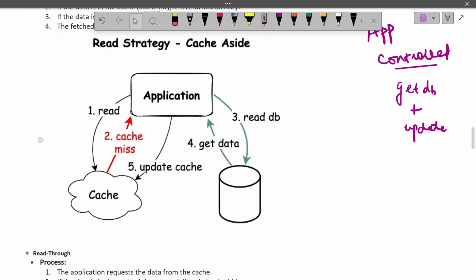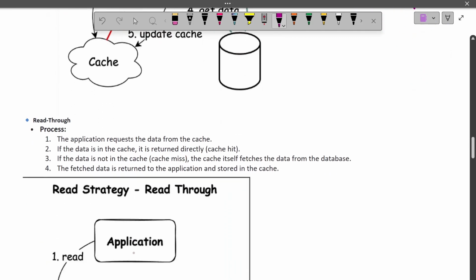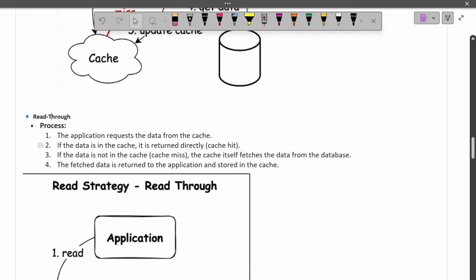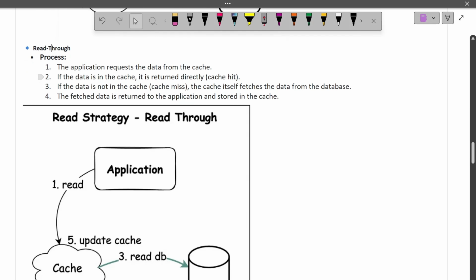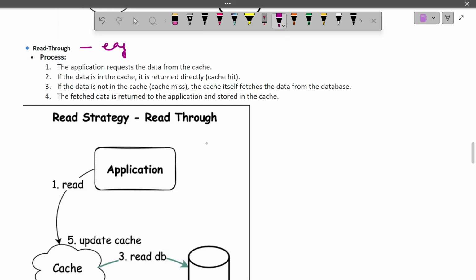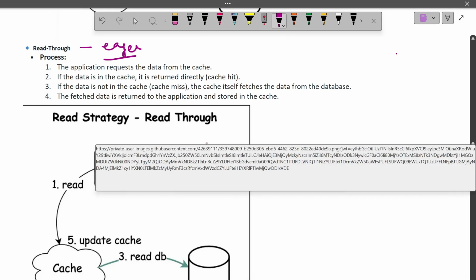Next strategy is called read through cache. Over here, the onus is not on the application. As you can see on the diagram, now the onus is completely on the cache. And read through is also known as eager loading because the cache doesn't want the application to take the ownership of this.